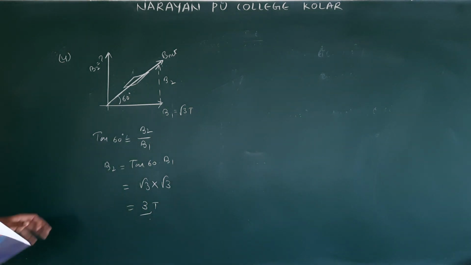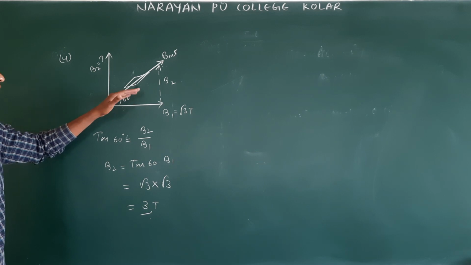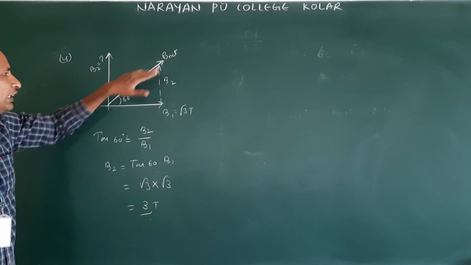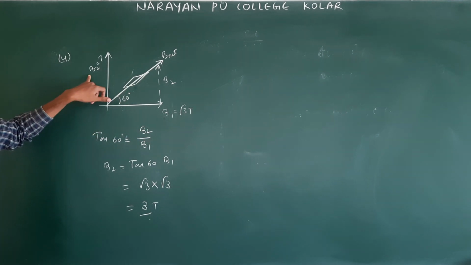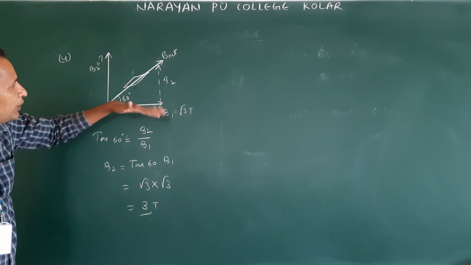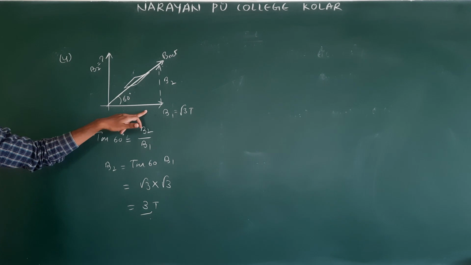Clear? So a magnetic dipole is always aligned in the net magnetic field. What is the net magnetic field here? The effect of B1 and B2. So the dipole lies in the net of B1 and B2, which is at 60 degrees to the first field. Clear?